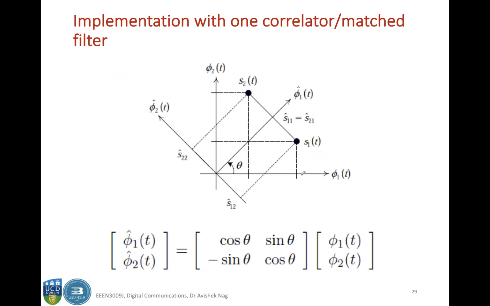So is there a way to represent the signals in a signal space in such a way that their phi 1 components are the same, and then you can have a single matched filter implementation? And the answer to that is yes. So let's take this example. Let's say we have the initial scenario where we have phi 1 and phi 2, and your signal S1 is here and S2 is here. Okay, imagine this scenario.